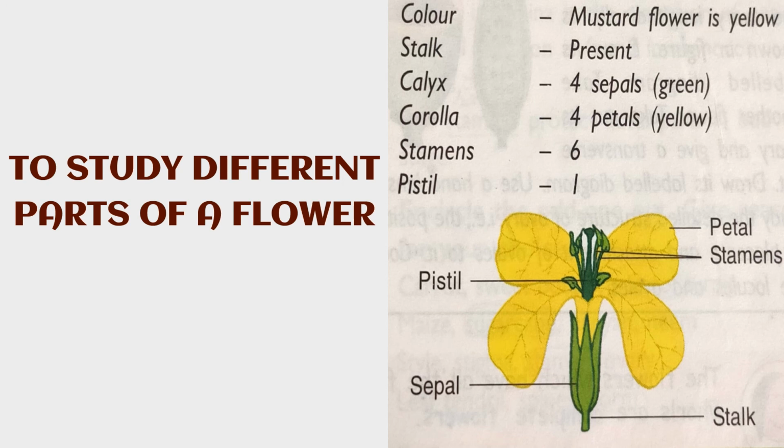Now we have stamens, that is male reproductive part. If we count, here in this flower we have 6 stamens and 1 pistil. Pistil has on the top stigma, then style and ovary at the base.